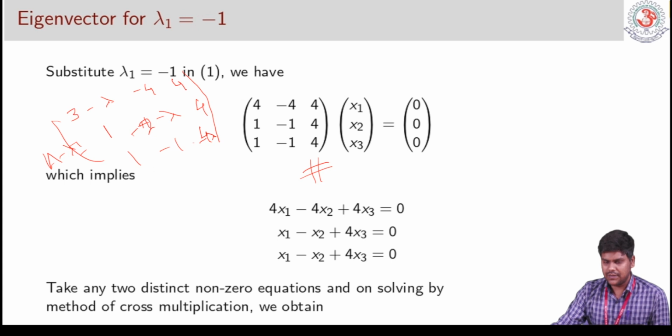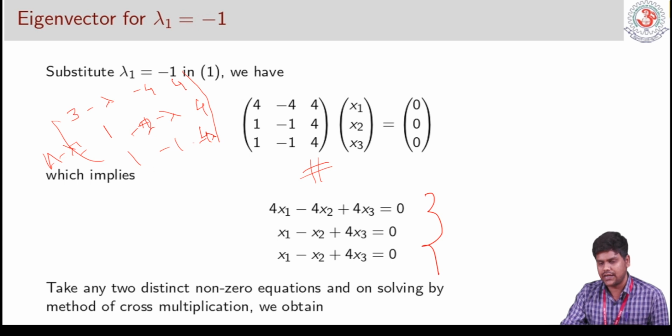After multiplying the first row with this column vector, we get 4x1 minus 4x2 plus 4x3 equal to 0. Take the second row and multiply with the column vector, we get x1 minus x2 plus 4x3 equal to 0. Take the third row and multiply with the column vector, we get x1 minus x2 plus 4x3 equal to 0. So we get these three equations. The values of x1, x2, x3 are our required eigenvector. To find x1, x2, x3, we need to solve these three equations.